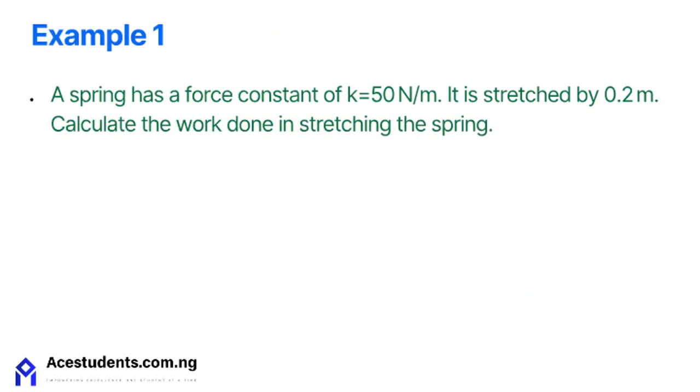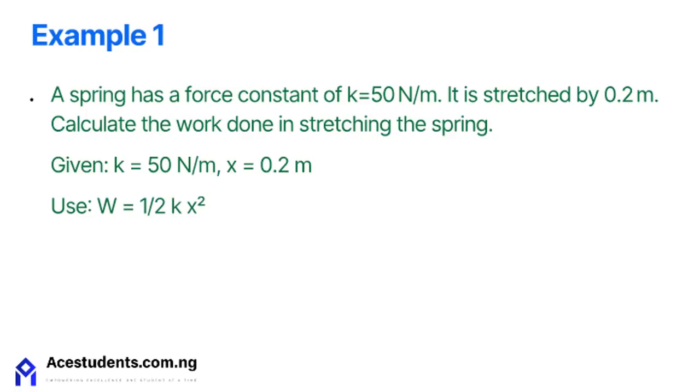Let's solve our first example. A spring has a force constant of 50 newtons per meter. It is stretched by 0.2 meters. Calculate the work done in stretching the spring. We are given a spring with a spring constant of 50 newtons per meter and an extension of 0.2 meters.